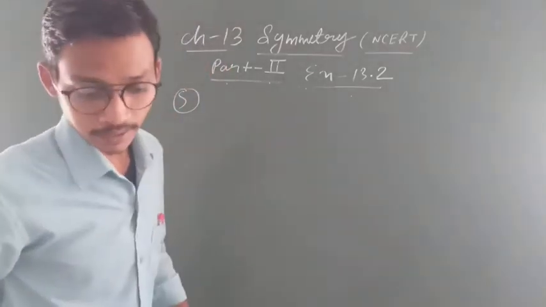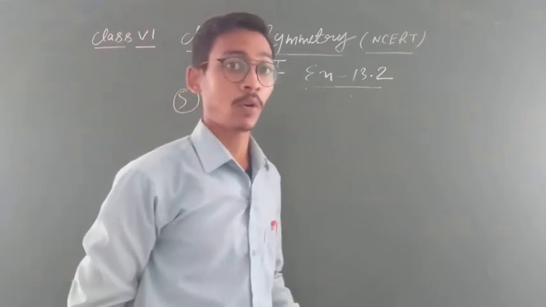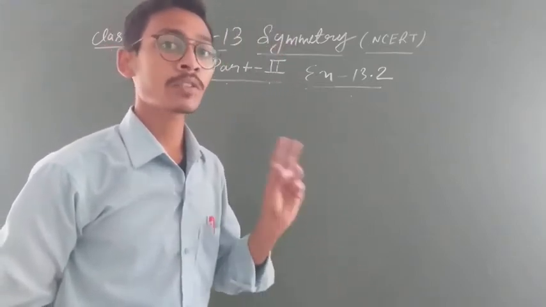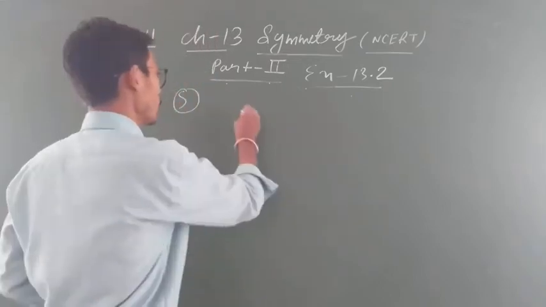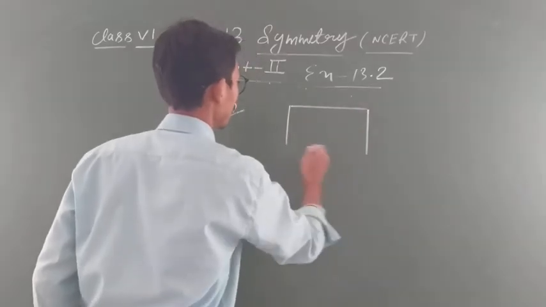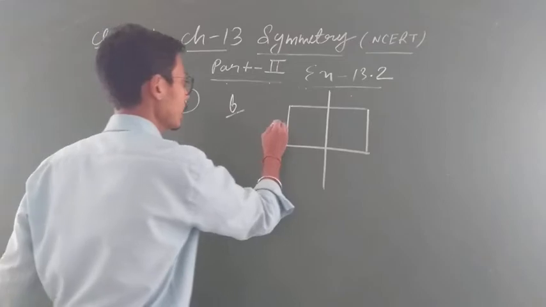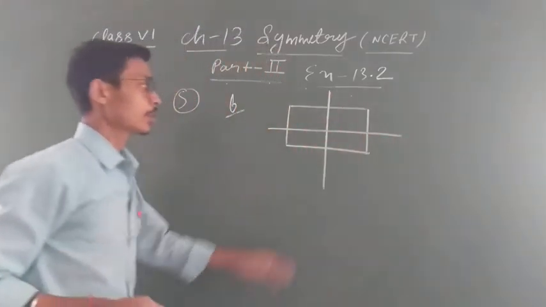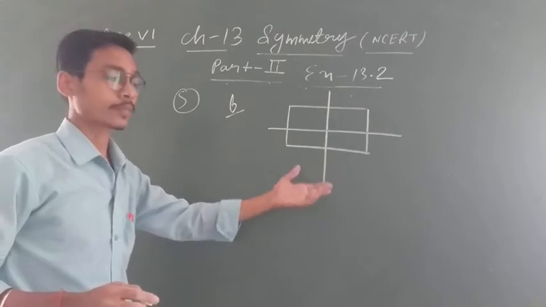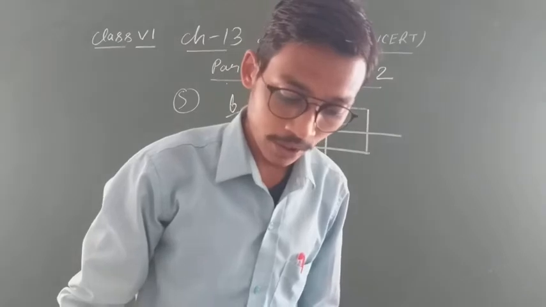Next is given a quadrilateral with both horizontal and vertical line of symmetry. Very easy. We can draw a rectangle or a square, because a rectangle has a vertical line of symmetry and a horizontal line of symmetry. So either you can draw the rectangle, or you can draw the square. Very easy.